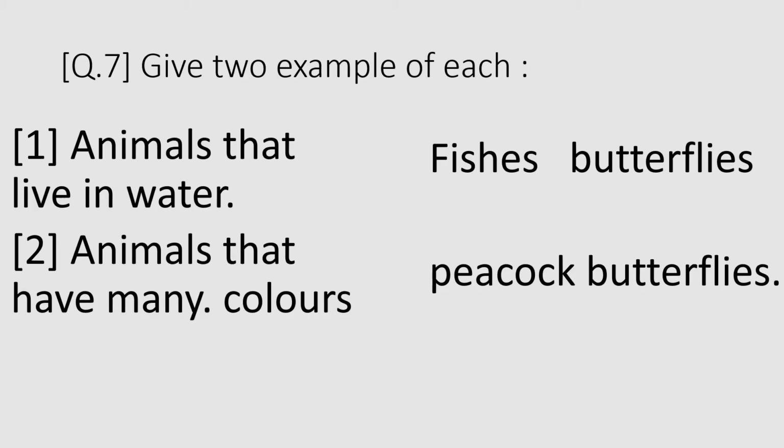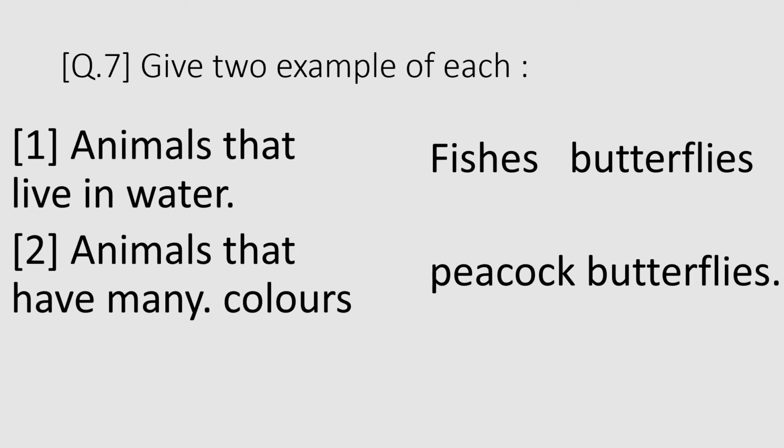We have finished with question number 6. Now question number 7. Give 2 examples of each. You have to give two examples of each of the following. First, animals that live in water. Examples are fishes, butterflies. Second, animals that have many colors.